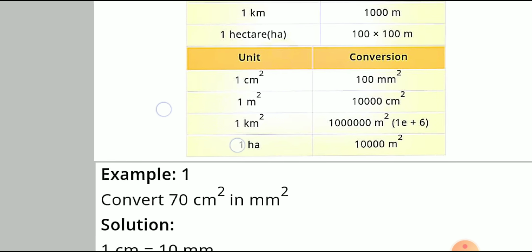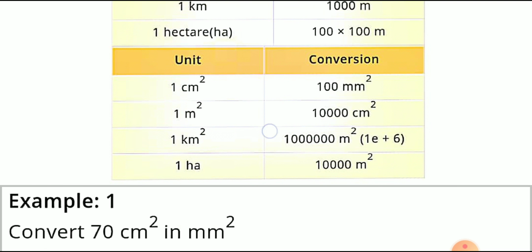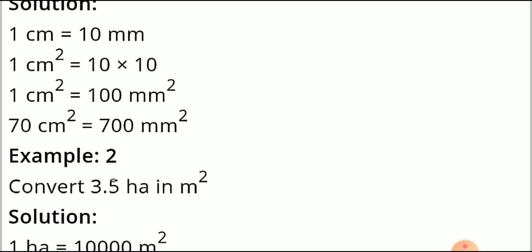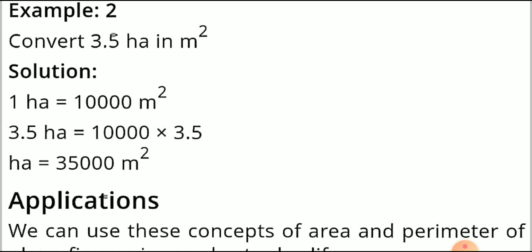So see, this is 3.5 hectare. 1 hectare equals 100 into 100 meter square. So 3.5 hectare equals 3.5 multiplied by 100 into 100, which is 10,000. So how many zeros will come here? 4 zeros and 1 decimal point. So you will have here 35,000.